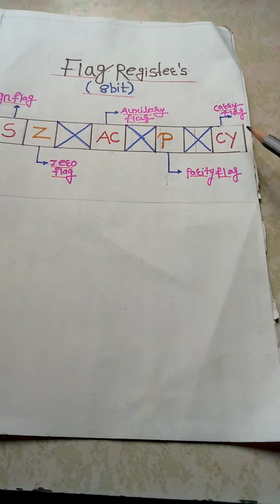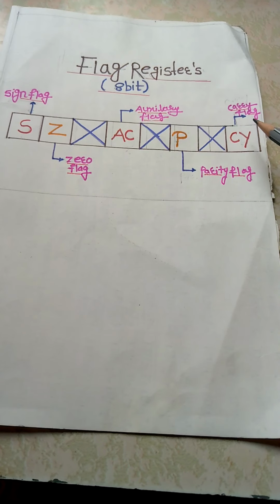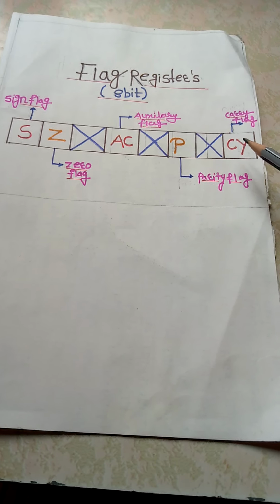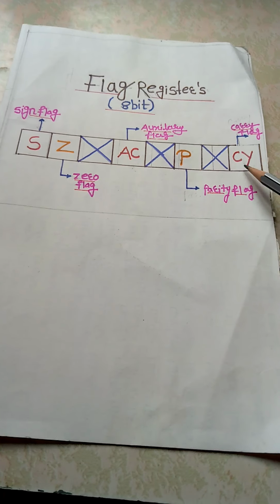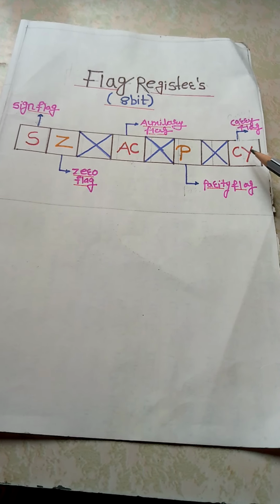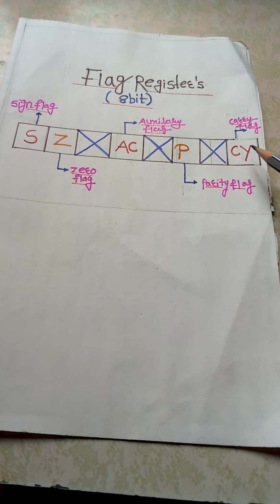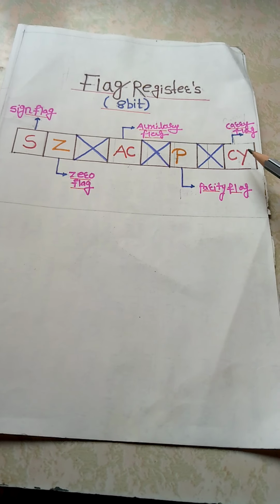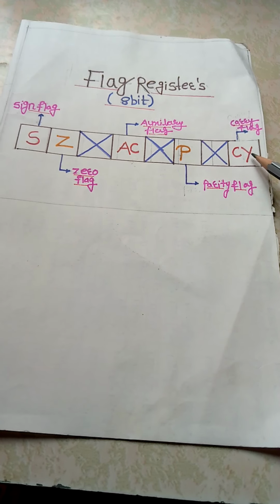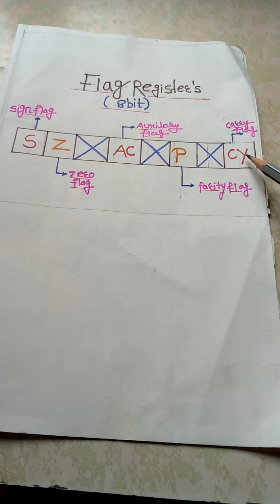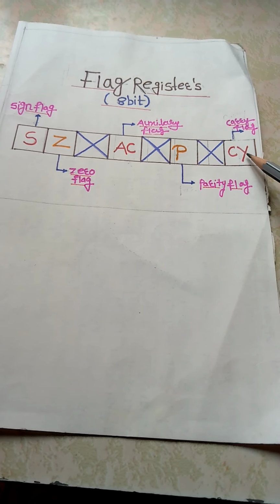And the fifth flag is the carry flag. This carry flag is a very important flag. Actually all of them are important, but CY is the carry flag. In the carry flag, if a carry takes place or a borrow takes place in your operation, then it will set the logic to 1. If a carry or borrow does not take place, then it will be set to 0.